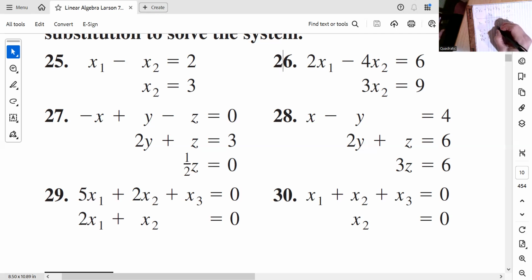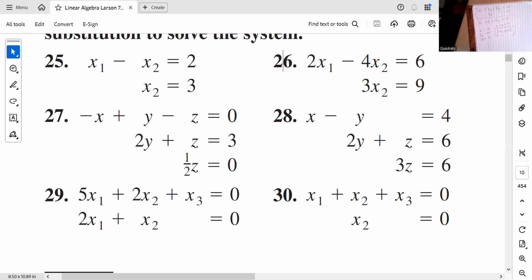And x1, well, I know that x1 plus t equals 0. So x1 just equals negative t. So our solution set is going to be negative t, comma 0, comma t. And that is our solution. That is our solution set.